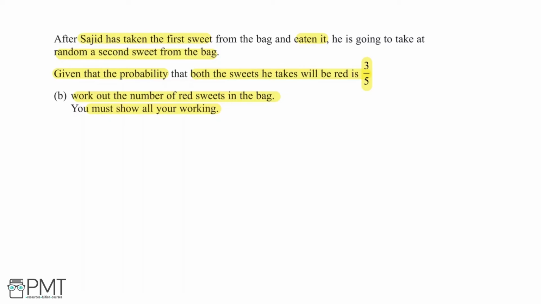So, what we're going to do is we're going to say, initially, P red equals n over n plus 8. After one has been taken, so 1 red, this is going to be n minus 1 over n plus 7. So we know that if these two occur, then the probability will be 3/5.